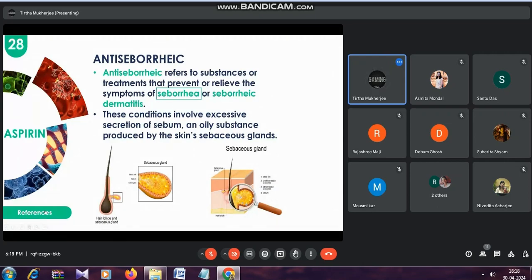Moving on to antiseboric. Antiseboric refers to a substance or treatment that prevents or relieves the symptoms of seborrhea or seborrheic dermatitis. Now, these conditions involve excessive secretion of sebum, an oily substance produced by the skin's sebaceous gland. As you can see in this picture, this is the sebaceous gland, and this is where the sebaceous gland is present. And the number 4 mark here is the sebum. Excessive secretion of sebum produces disease.